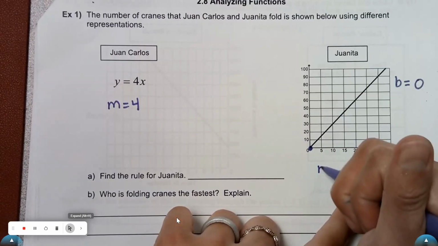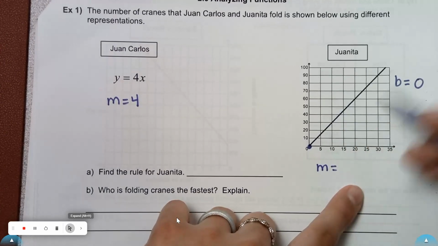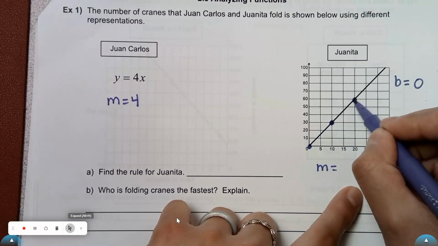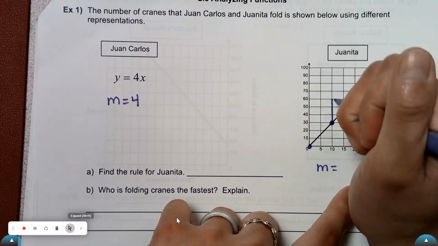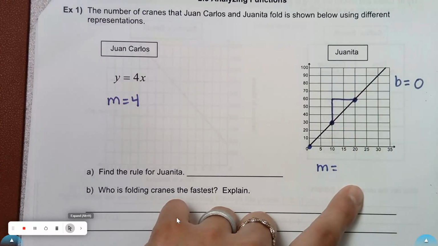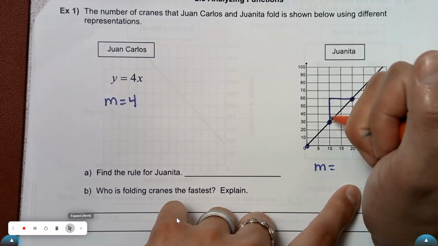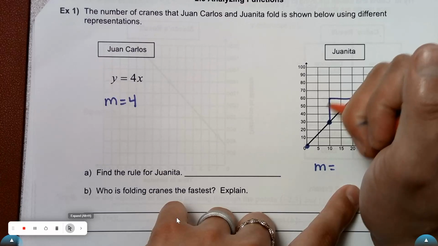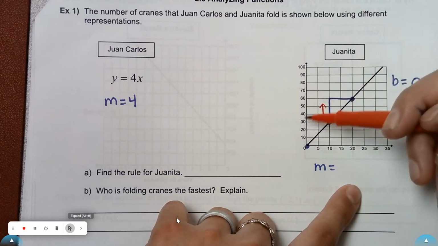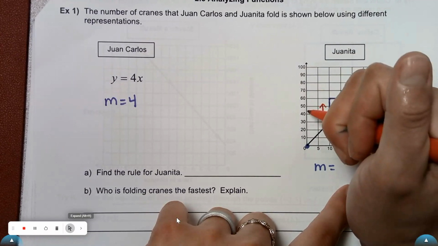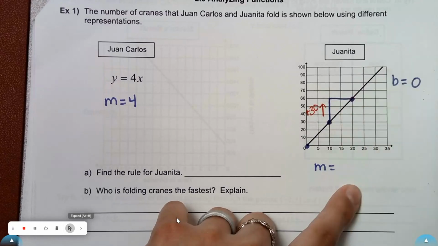My M, though, is a little bit more complicated. I can pick 2 points on this line and figure out how many up I go and how many to the right I go. So you can pick any 2 points you want. I'll pick this one and this one. Then I'm going to draw my slope triangle and see how many up and to the right I go. So it looks like I go up 1, 2, 3 boxes. But keep in mind, my y-axis is going up by tens. So it's not plus 3, it's plus 30.